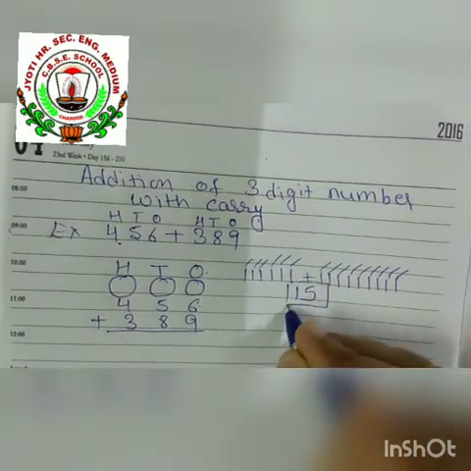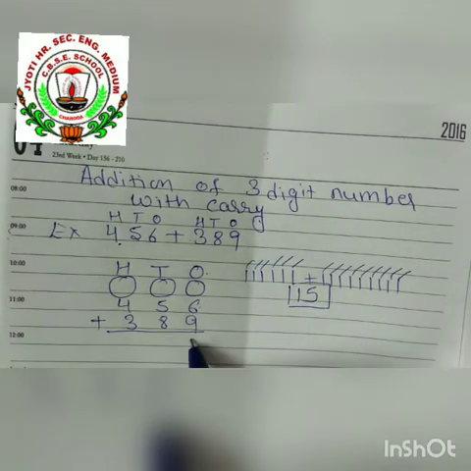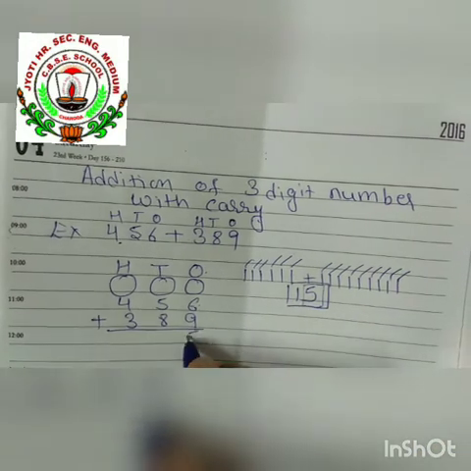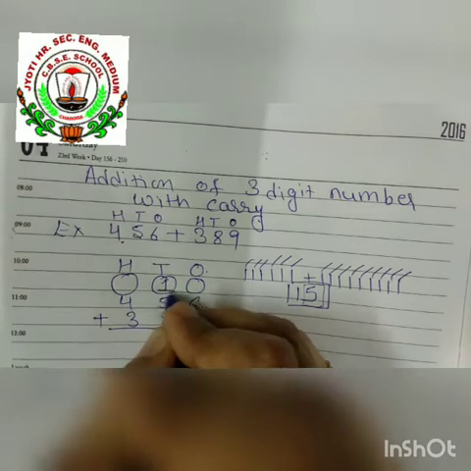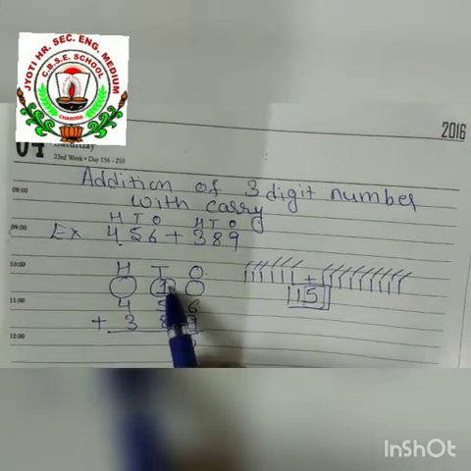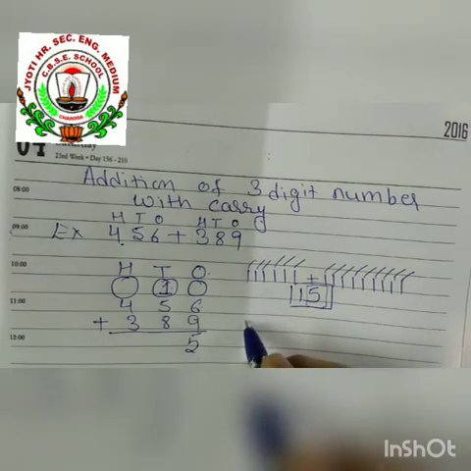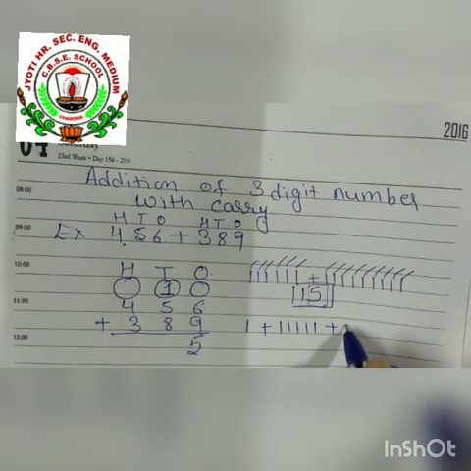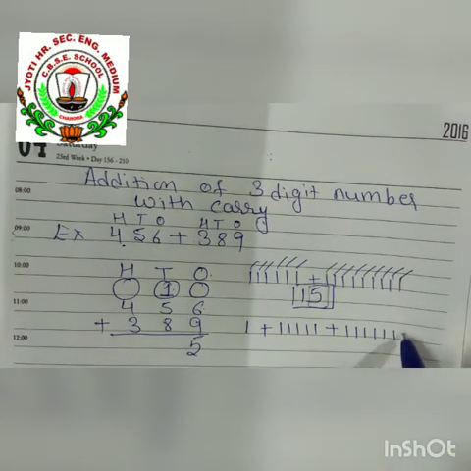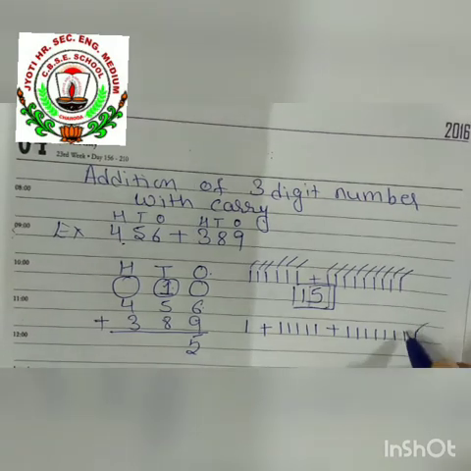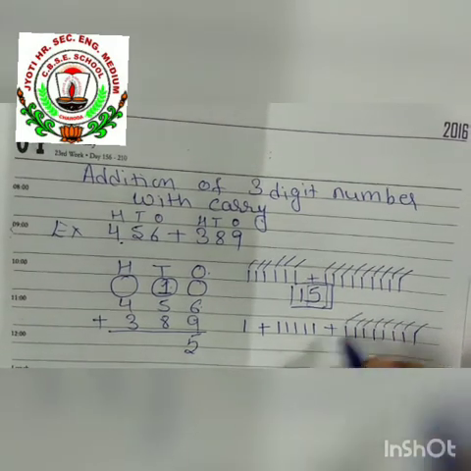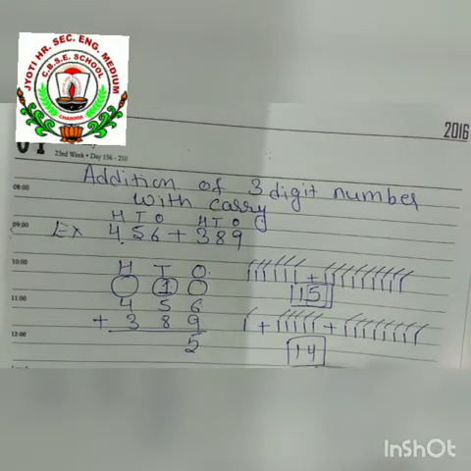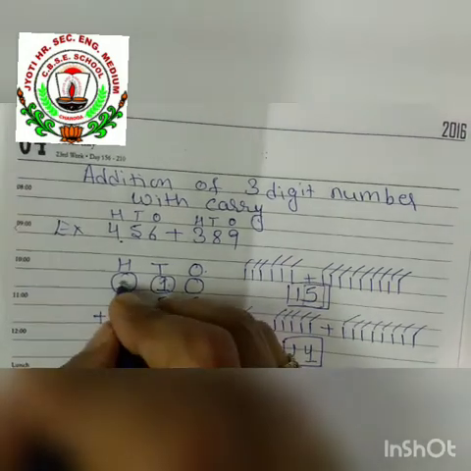15. We have got a 2-digit number, so the digit in the ones place is 5, so we will write 5 here and 1 will go to the carryover. Now in the tens place we have 1, 5, 8, so we will draw first 1 line, then 5 lines, 1, 2, 3, 4, 5, then 8 lines, 1, 2, 3, 4, 5, 6, 7, 8. Now we will count the total: 1, 2, 3, 4, 5, 6, 7, 8, 9, 10, 11, 12, 13, 14. Again here 14, we will write 4 here and 1 will go to the carryover.